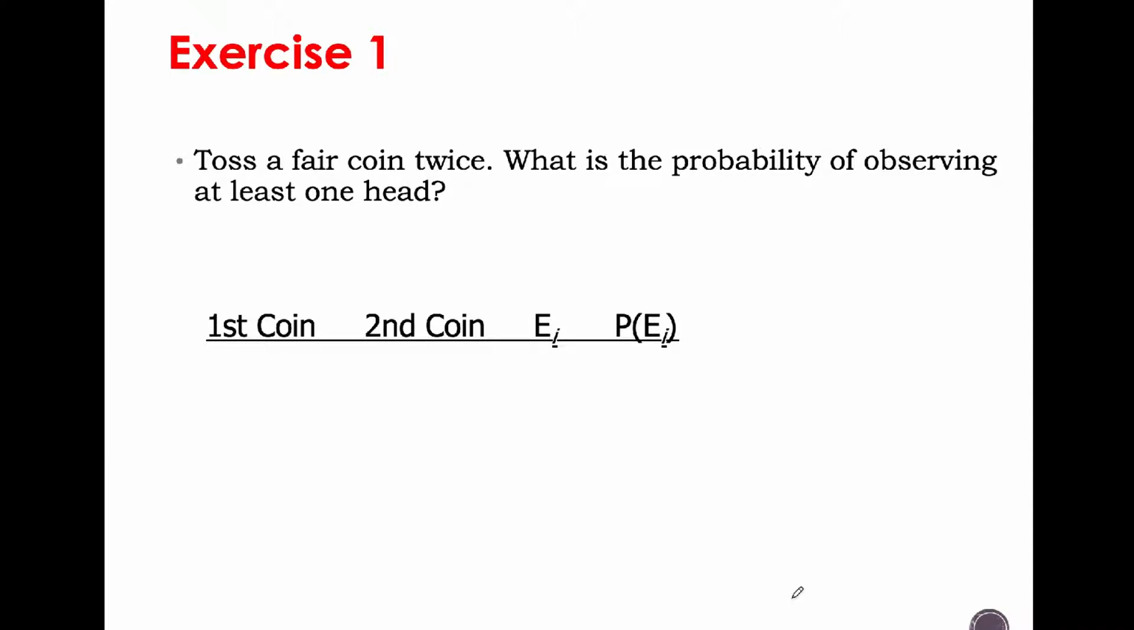Okay, exercise 1. Toss a fair coin twice. A fair coin, you know, right? A simple normal coin. Toss it. What is the probability of observing at least one head?